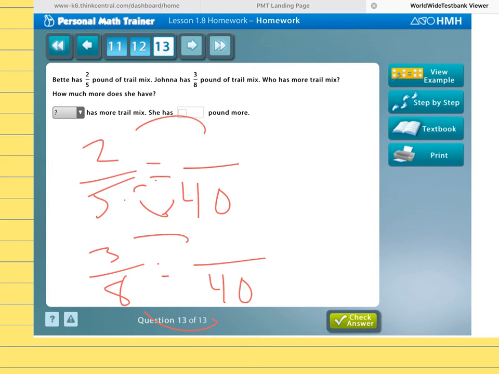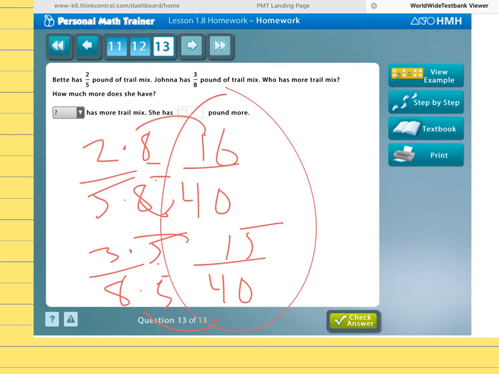5 times 8 is 40. 2 times 8 is 16. 8 times 5 is 40. 3 times 5 is 15. And we're going to compare these, 16/40ths and 15/40ths. Gives you a difference of 1/40. So there is 1/40th pound of trail mix more for Betty. Betty has 1/40th more. She has the greater number just by a little bit.